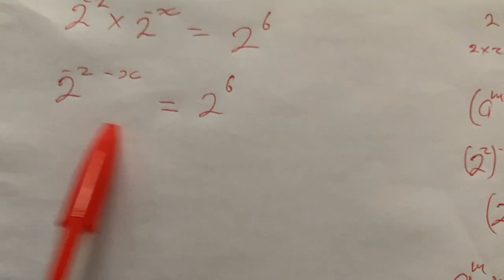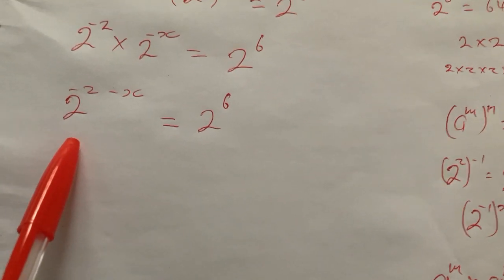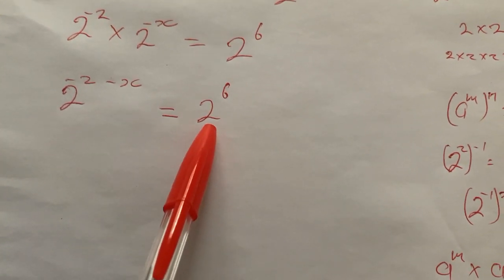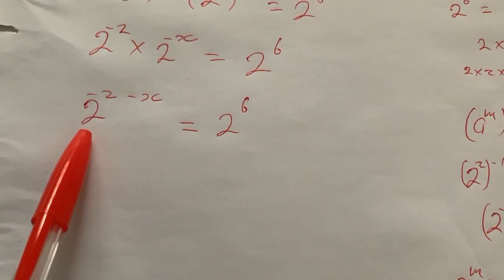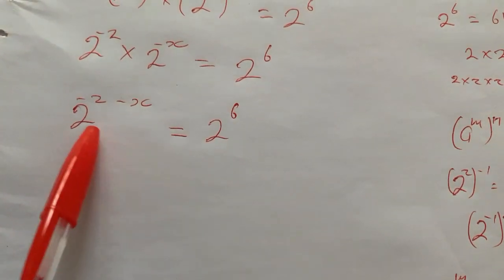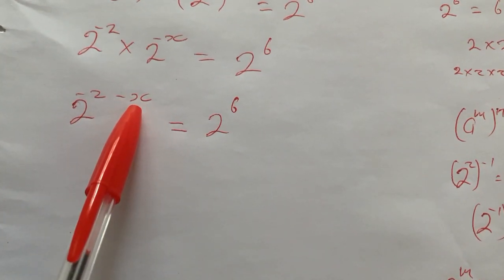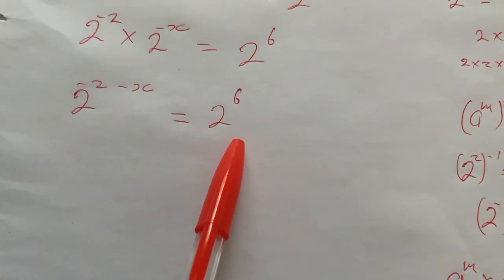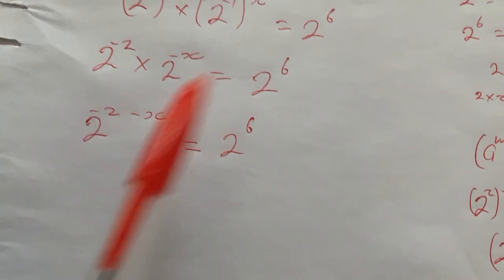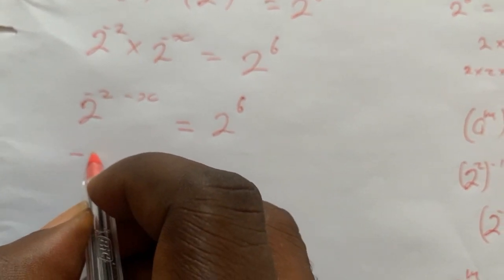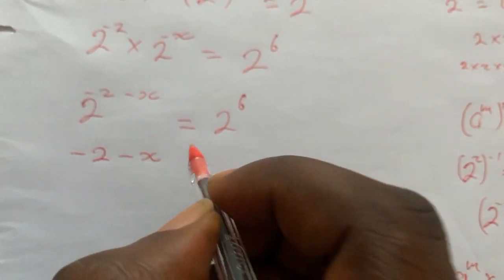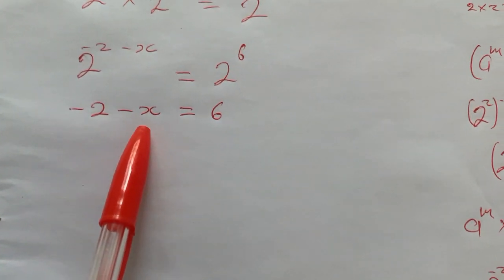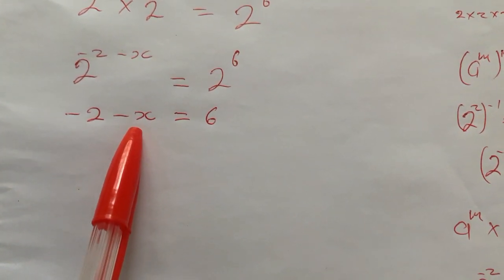Now, looking at my exponential equation, you could see that the bases are the same. The base on my right-hand side is 2, and the base on my left-hand side is 2. My exponent on the left-hand side is minus 2 minus x, and that of the right-hand side is 6. Here, since the bases are the same, you can equate the exponents. So we're going to have minus 2 minus x equal to 6.